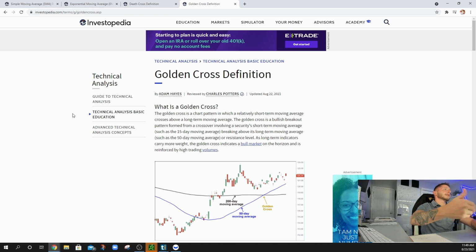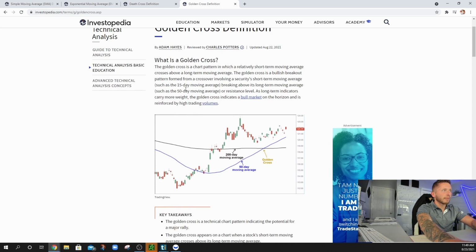We still utilize the same concept. The most popular is the 50-day and the 200. So I don't know why they're talking about a 15 and a 50 here, but then they give you an example of a 50-day and a 200-day. That doesn't make any sense to me. You say the 15-day moving average crossing the 50, but give an example of the 50 crossing the 200. Makes no sense. But when we're looking at death crosses and golden crosses, we're usually applying the 50-day crossing above or below the 200-day.